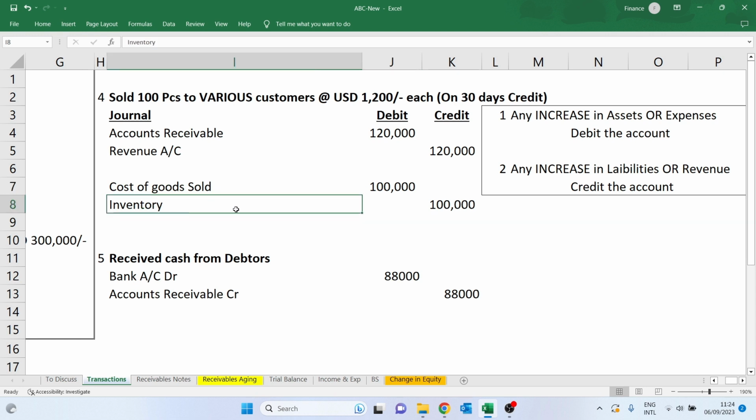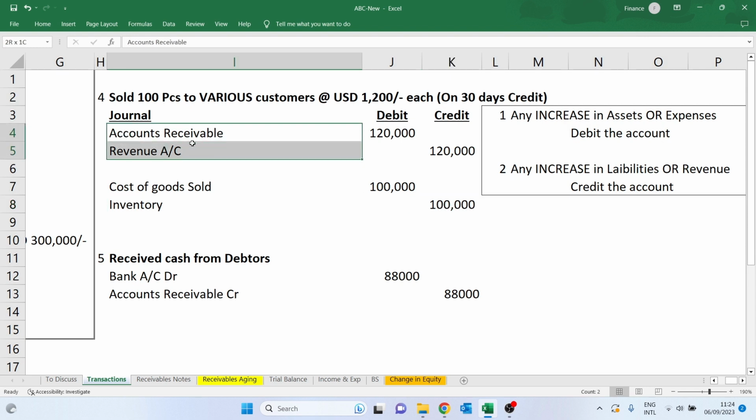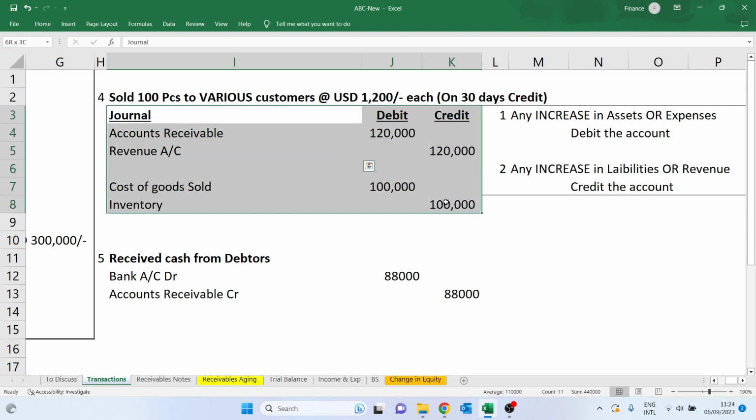At the same time, our inventory is decreasing. Inventory is an asset and it is decreasing, right? Increase in asset will be debited, so decrease in asset will be credited, so it is credited. So hopefully you understood these two journal entries. During the credit sales to a customer, these are the two entries in the books.